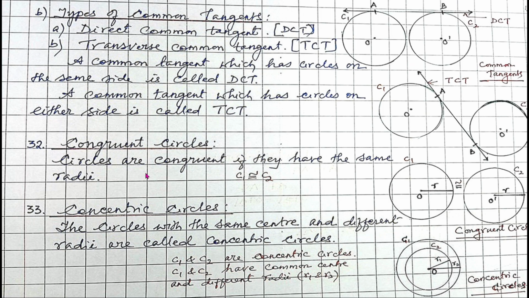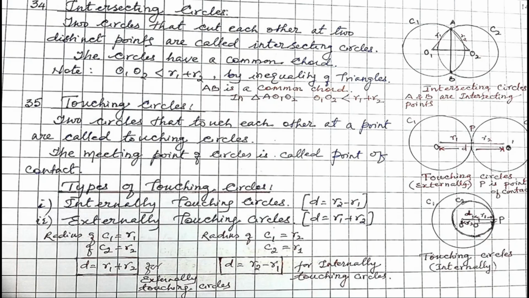Congruent circles. Circles are congruent if they have the same radii. If you look at circle C1 and circle C2, the radii are the same, and therefore they are congruent circles. Concentric circles. Circles with the same center and different radii are called concentric circles. Circle C1 and circle C2 have the same center O, but the radii are R1 and R2, and therefore they are concentric circles. Remember that.